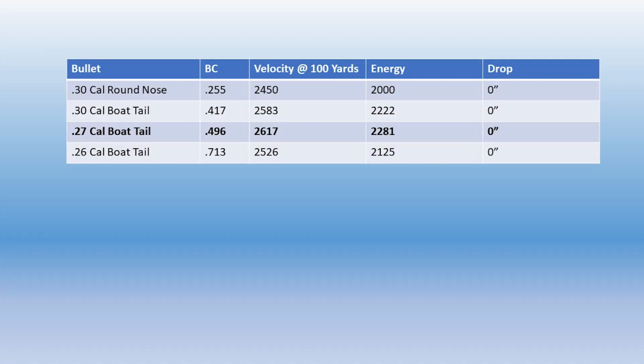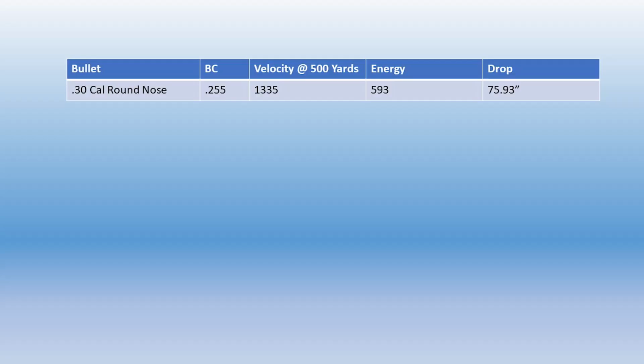This bullet out of the little 6.5 Creedmoor, which has a greatly reduced powder capacity, is going to reach our zero range target at 2,526 feet per second and 2,125 foot-pounds of energy. So it's an improvement over our 30 cal round nose, but it's still kind of behind the 270. Let's see how that carries on further down the road.